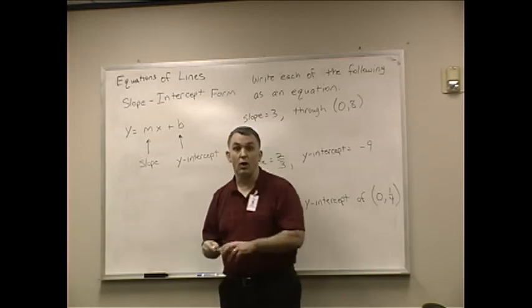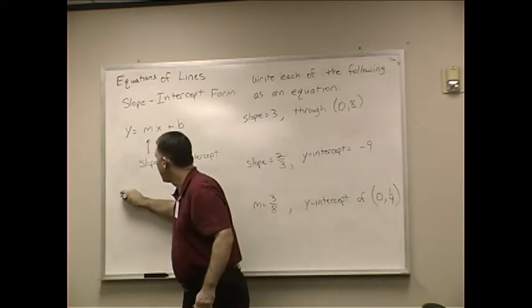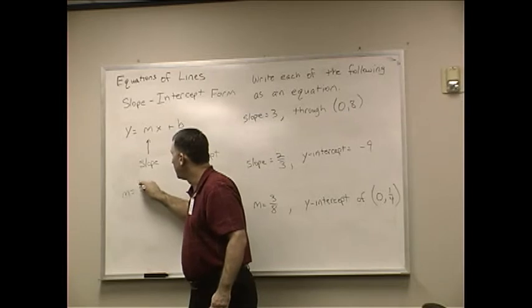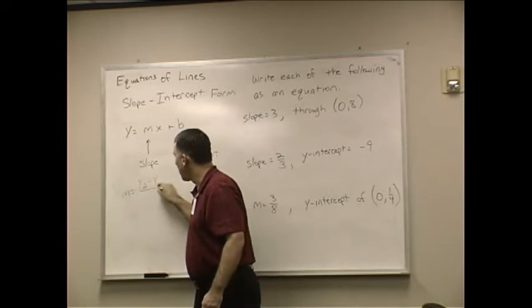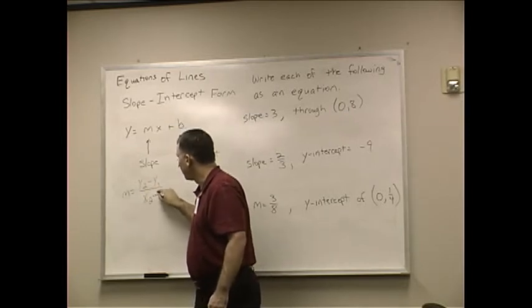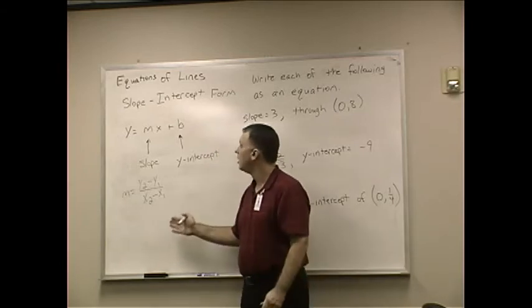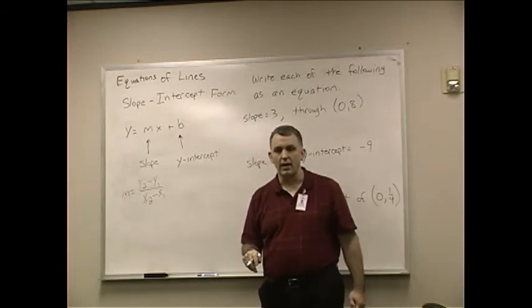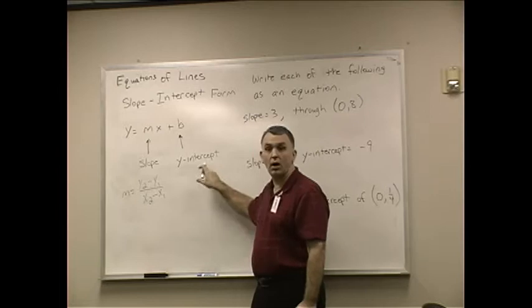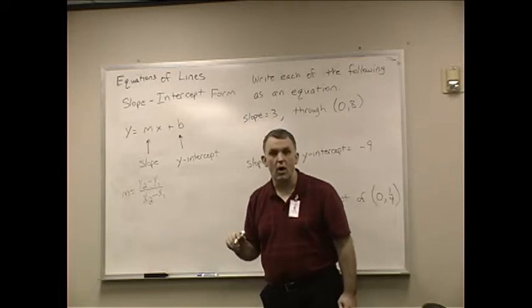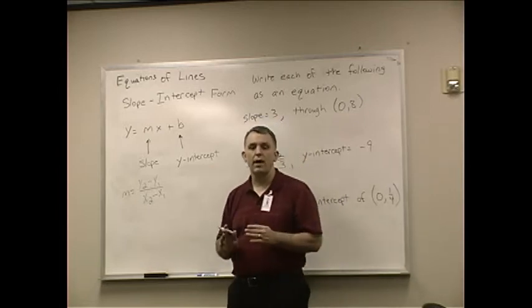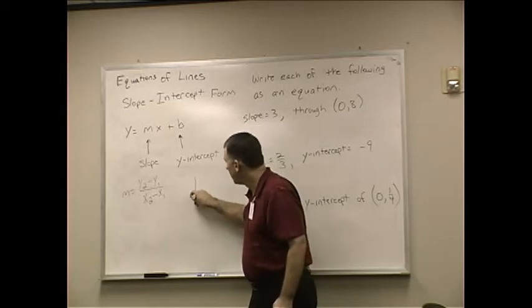We've talked about slope. We've said that if you want to calculate the slope, it's y2 minus y1 over x2 minus x1. We haven't really talked about the y-intercept. We have talked about intercepts in graphing, though. Intercepts are where they cross an axis.